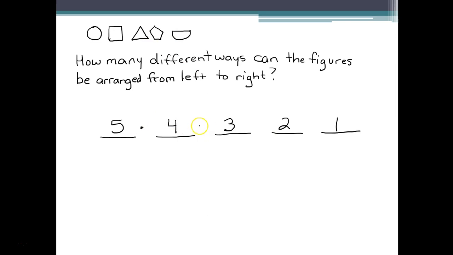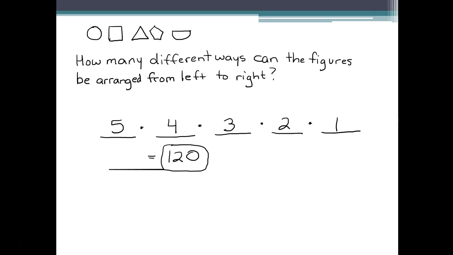But I can multiply these numbers together to see, well, how many ways can I line them up? 5 times 4 is 20, times 3 is 60, times 2 is 120, times 1 is still 120. So there I am. I have 120 ways I can line up those figures from left to right. And that's it.